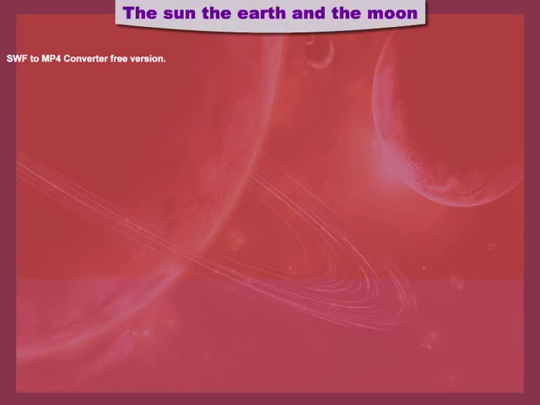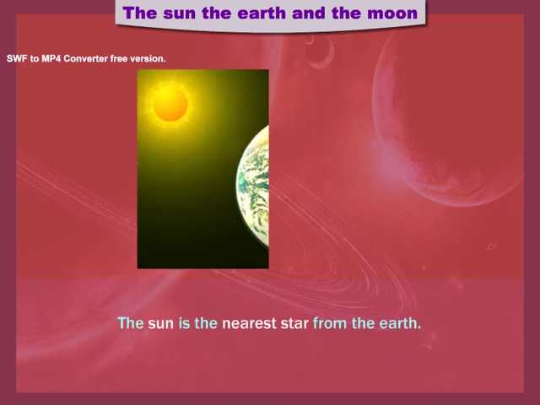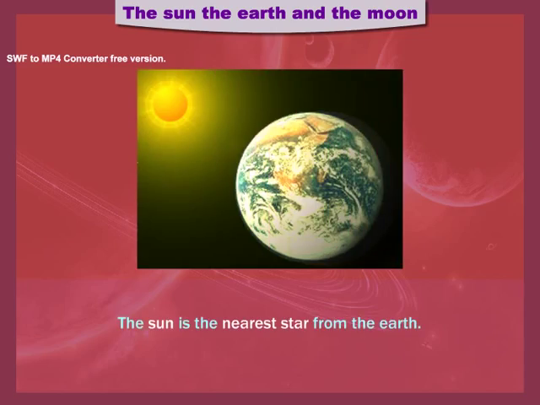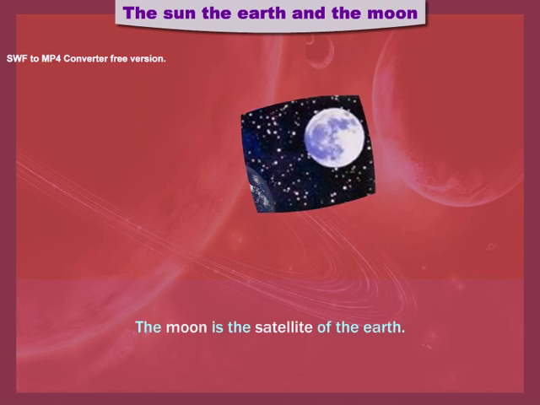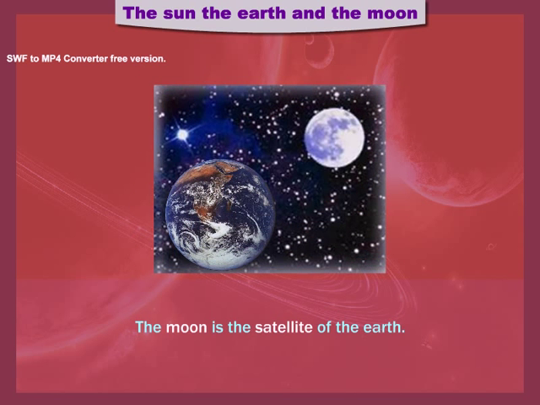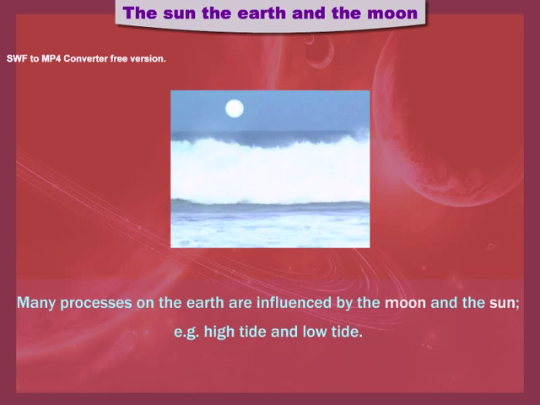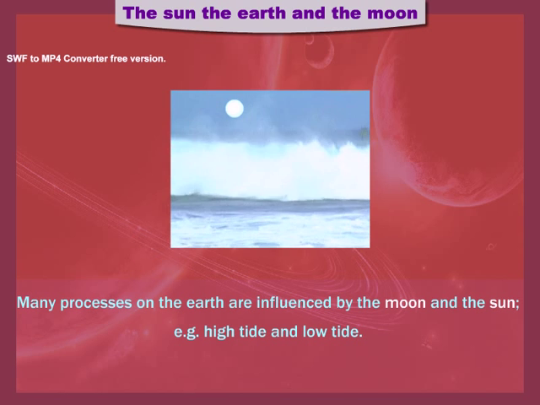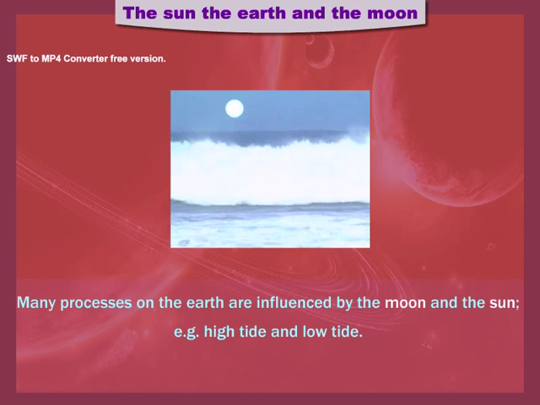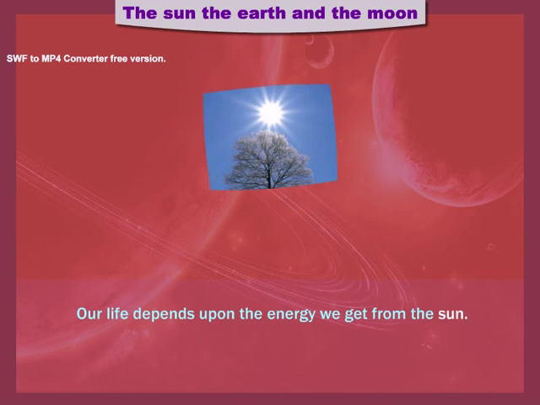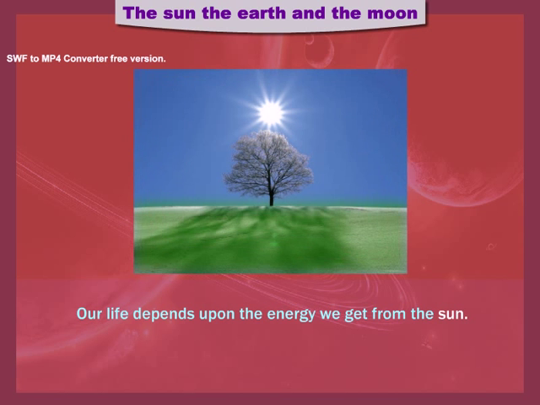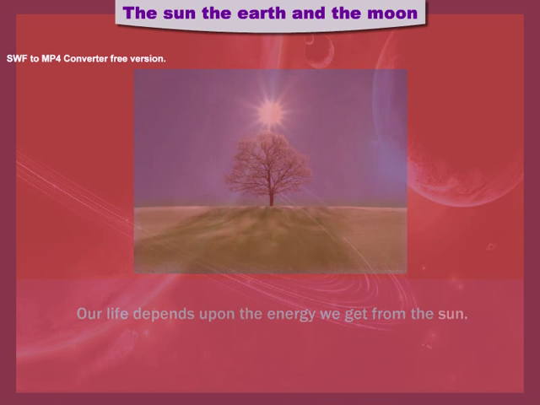Chapter 2. The Sun, the Earth and the Moon. The Sun is the nearest star from the Earth. The Moon is the satellite of the Earth. Many processes on the Earth are influenced by the Moon and the Sun. For example, high tide and low tide. Our life depends upon the energy we get from the Sun.